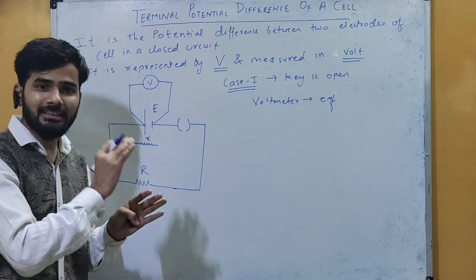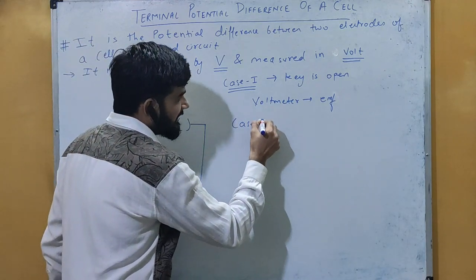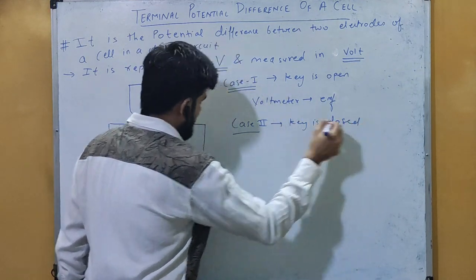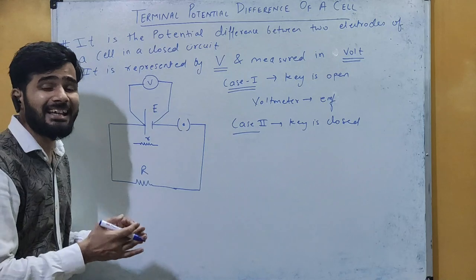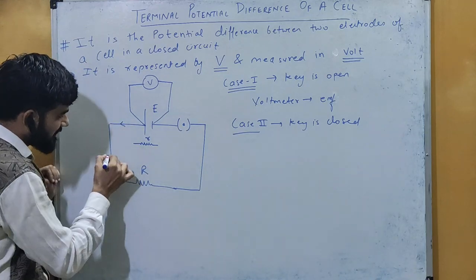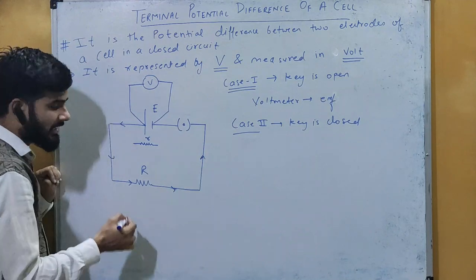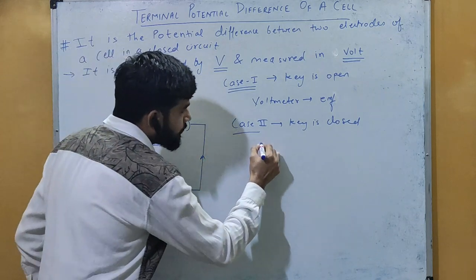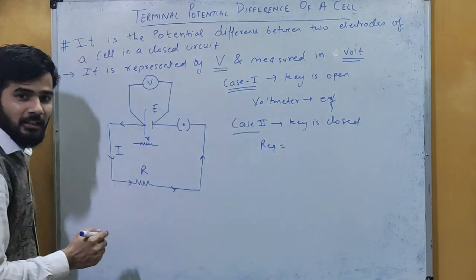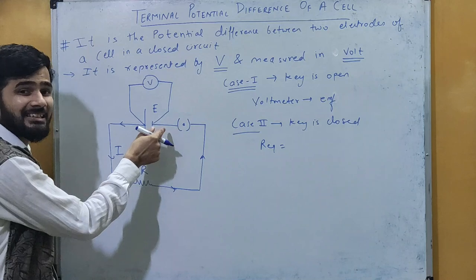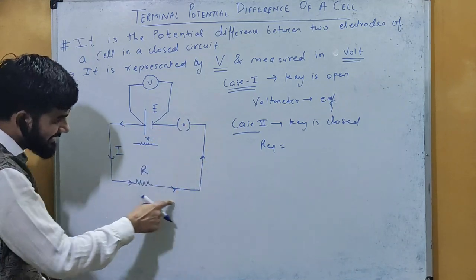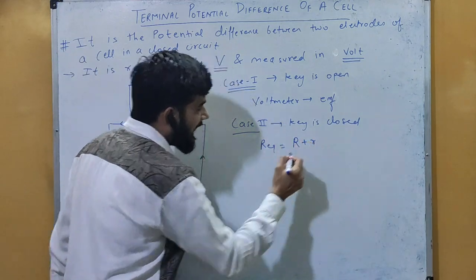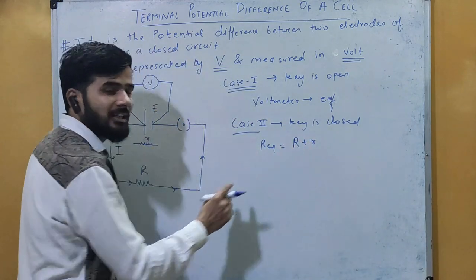Okay, now the case second. In the case second, I am assuming that the key is closed. Means I inserted here the key. Now in that case, the current starts to flow from positive side to negative side of the battery. And I can assume that current to be I. Okay, now in this particular case, what will be the total resistance of the circuit? You can see this resistance, which is in series with this cell, and this external resistance, they both are connected in series. So the total resistance will be equal to capital R plus small r. This is the total resistance.